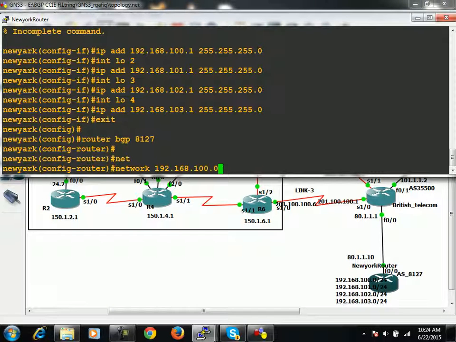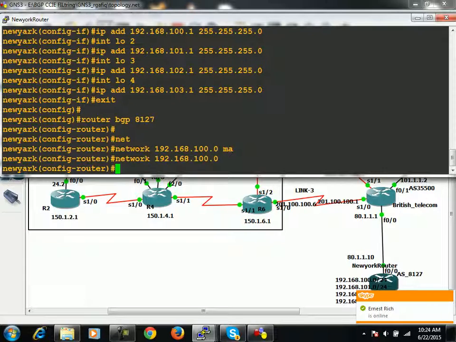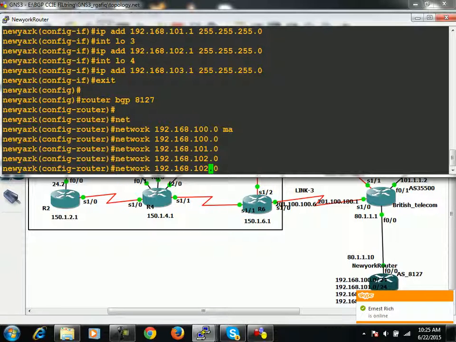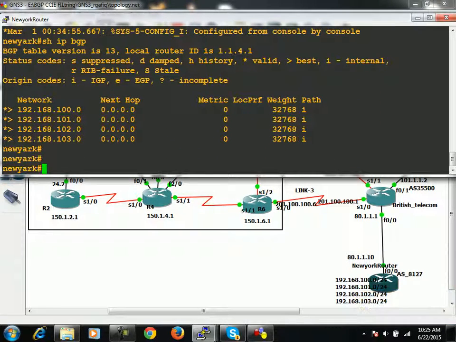Classless network into BGP, then it is mandatory to define your mask value, but this time you know very well that it's not required anymore. 100, 101, 102, and finally 103. And then you can see with show ip bgp over here that we have these 4 prefixes available.